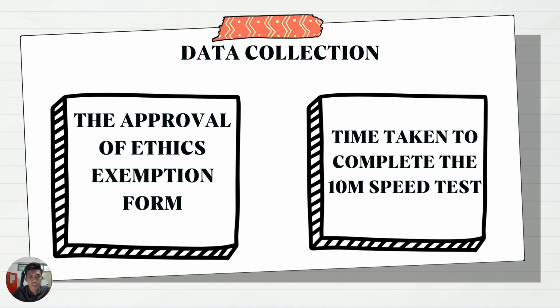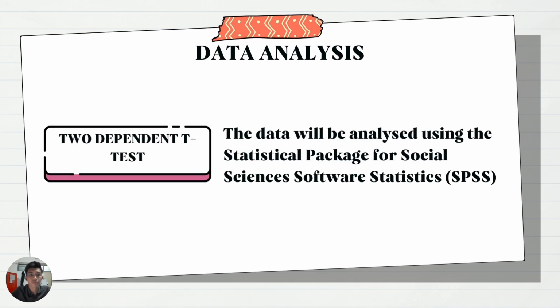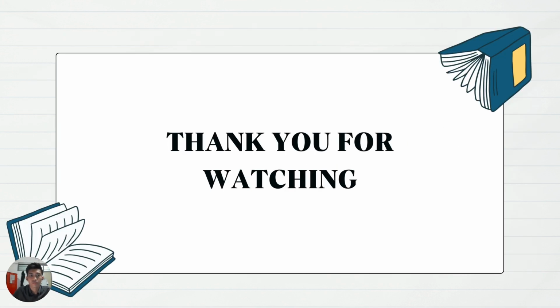Next is the data collection. There are two: the approval of the ethics exemption form, and the time taken to complete the 10 meter sprint test. This is the data analysis. We will use a dependent t-test, where the data will be analyzed using the Statistical Package for the Social Sciences software, SPSS. So that is all from me.